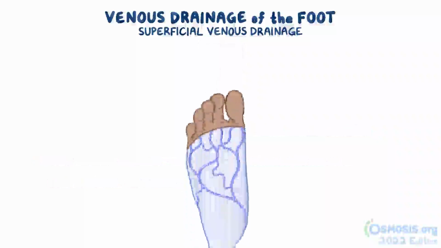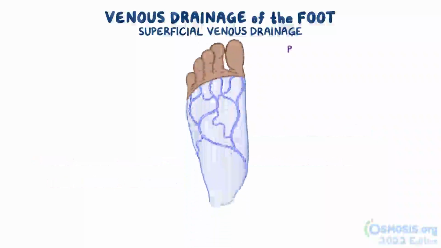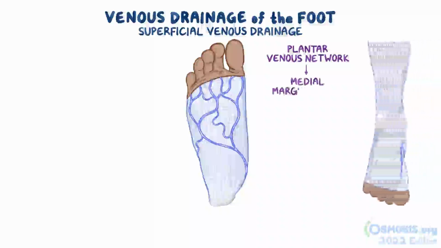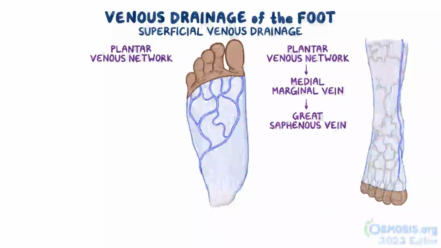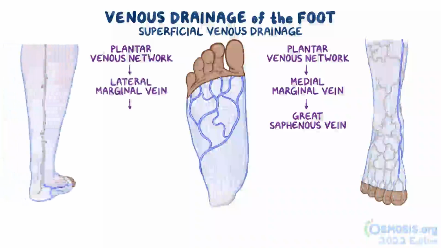On the plantar surface of the foot, superficial veins form a plantar venous network which can drain around the medial border of the foot and converge with the medial part of the dorsal venous arch to form a medial marginal vein, eventually becoming the great saphenous vein. Or the plantar venous network drains in the lateral margin and converges with the lateral part of the dorsal venous arch to form the lateral marginal vein, which becomes the small saphenous vein.